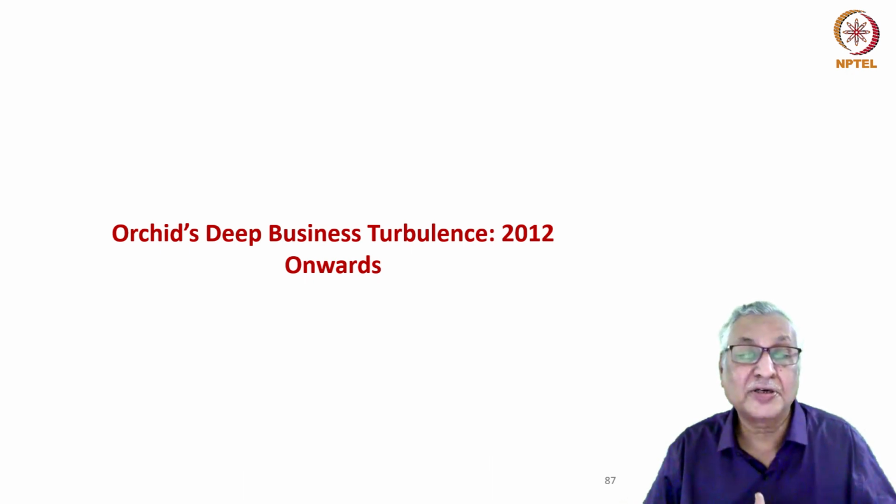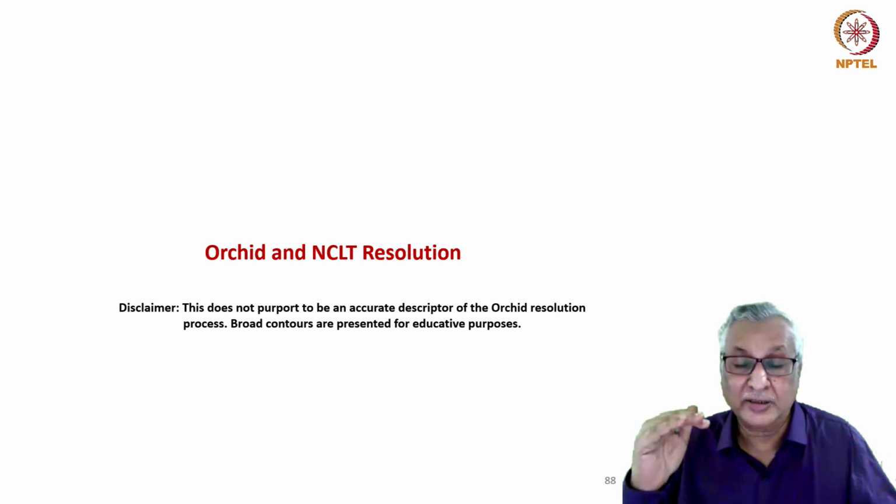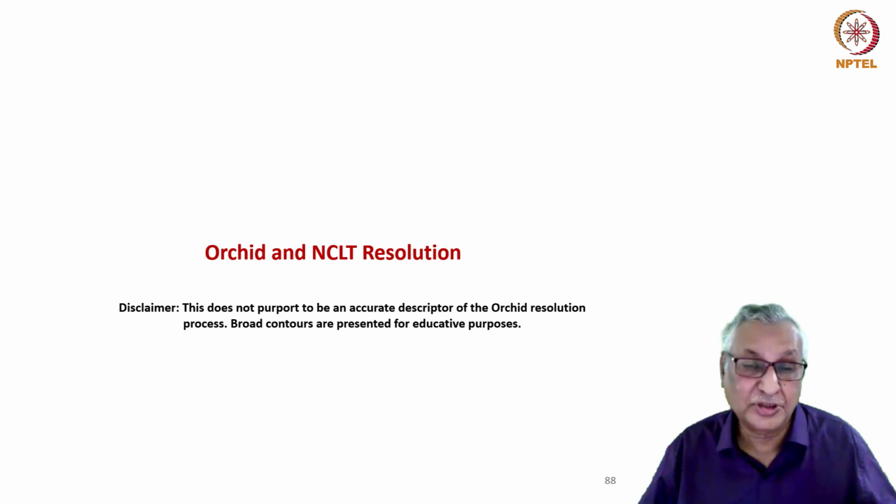Now let's come back to Orchid's deep business turbulence, which started happening simultaneously under the continued Orchid ownership. From 2012 onwards, Orchid hit a tough spot, and Orchid had to eventually go into resolution under the Insolvency and Bankruptcy Code of India through the National Company Law Tribunal activities. I must say that this does not purport to be an accurate descriptor of the Orchid resolution process. Broad contours are presented for educative purposes. Again, no judgments.